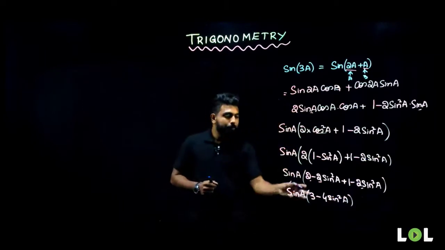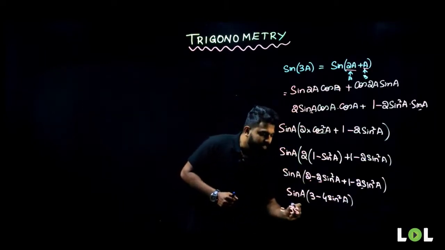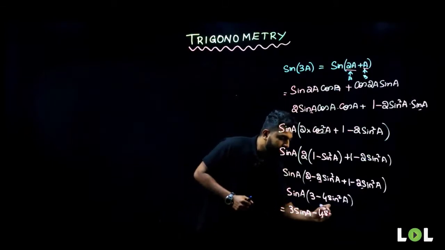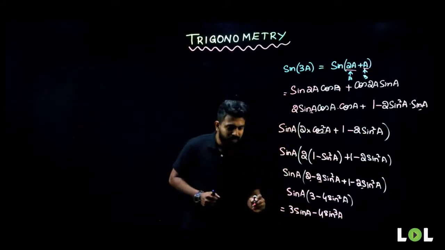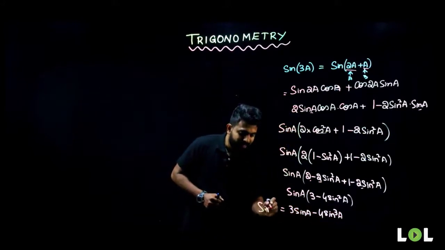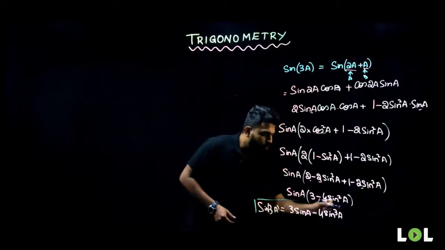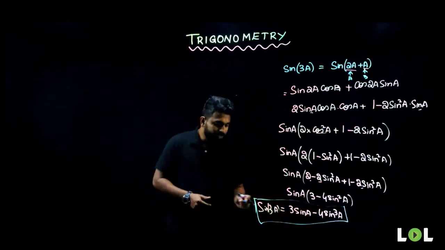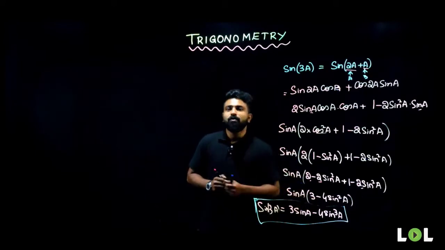If I multiply this inside, what will I be left with? I'll be left with 3 sin a minus 4 sin cube a. So this will be the formula for sin 3a. Sin 3a will be equal to 3 sin a minus 4 sin cube a. And you'll have to remember this formula, people. So now we are done deriving the formula for sin of 3a.